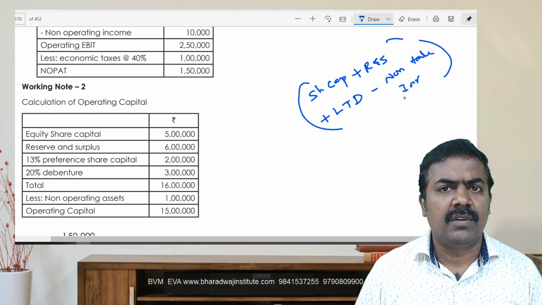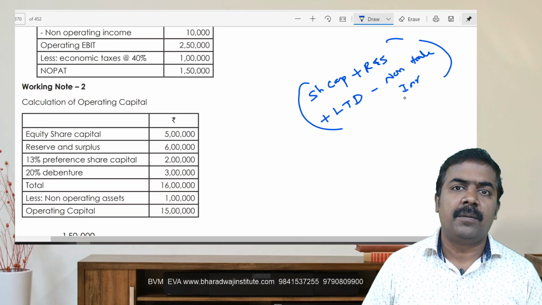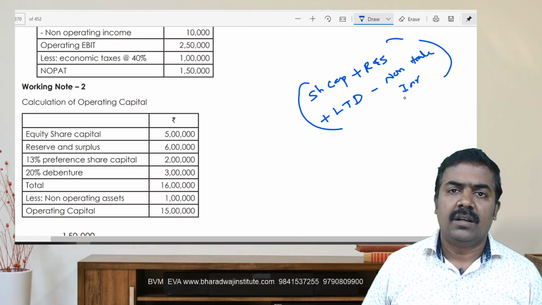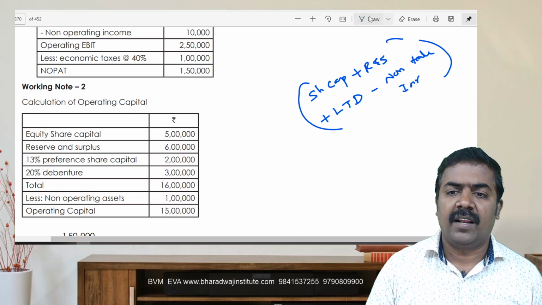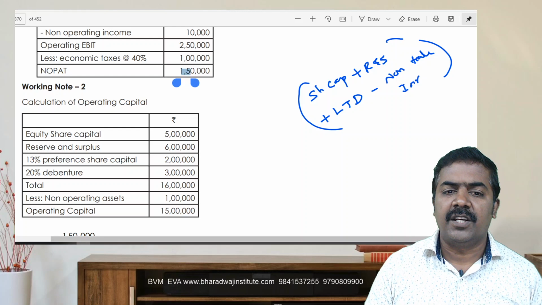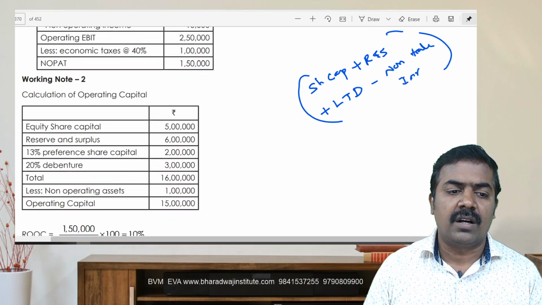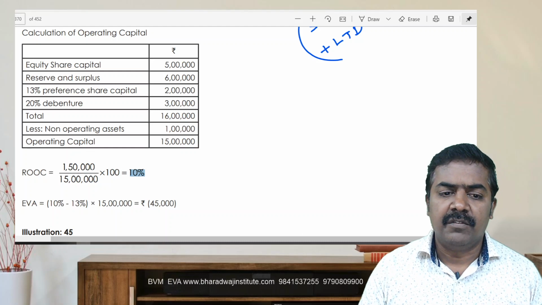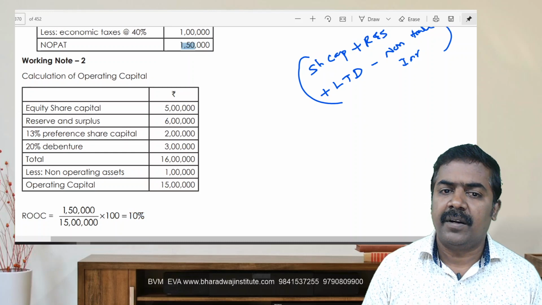Maybe in the intermediate level you would have learned this in the ratio analysis chapter, this capital employed. Share capital plus reserves plus long-term debt minus non-trade investments will give us capital employed. So what is the capital employed? 15 lakhs. So NOPAT is 1,50,000. Capital employed is 15 lakhs. So when you work out return on capital employed, 1,50,000 divided by 15 lakhs into 100, you get 10%. Clear? Which means the company is earning 10% on the operating capital employed.